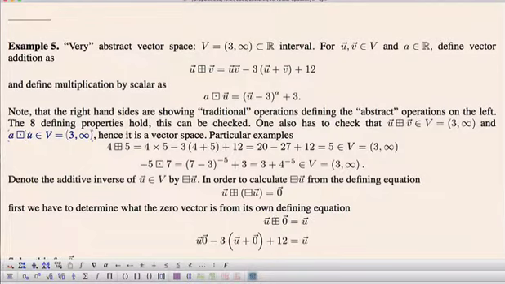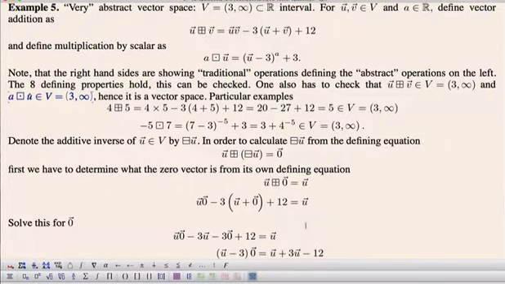Now if you write out what this box plus means, we get an equation that says u times the 0 vector minus 3 times u plus 0 plus 12 equals u. And here we have an equation with the traditional operations, and this equation can be solved for u. I'm sorry, for the 0 vector.